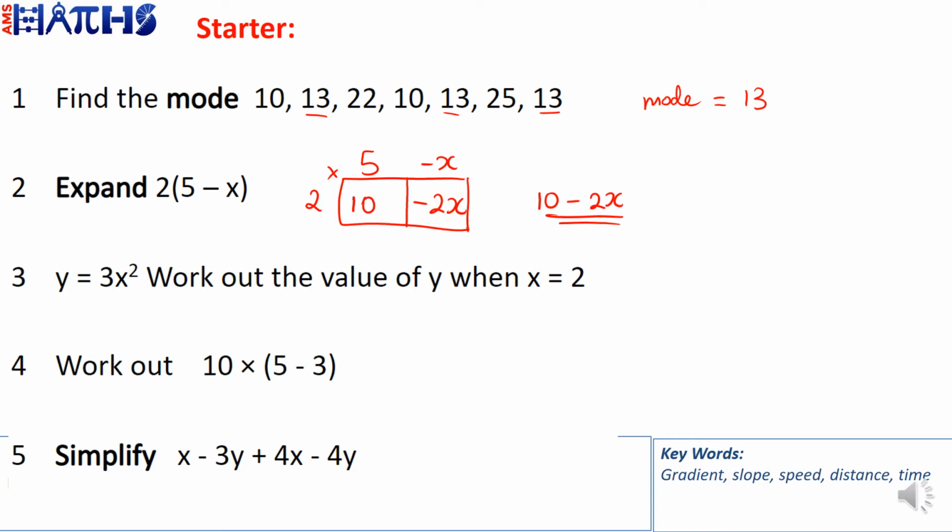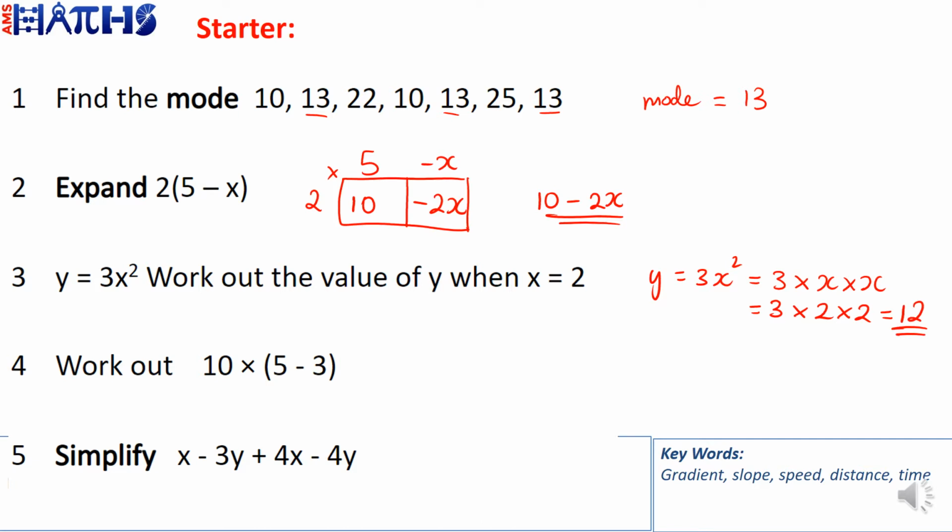Then for number 3, y is equal to 3x squared, and we need to work out the value of y when x is equal to 2. So y is equal to 3x squared, which is 3 times x times x, because x times x is x squared. So we'll substitute 2 for x, so we'll end up with 3 times 2 times 2, and when we work that out, 3 times 2 is 6, and 6 times 2 gives us 12.